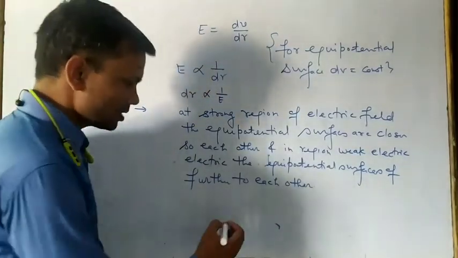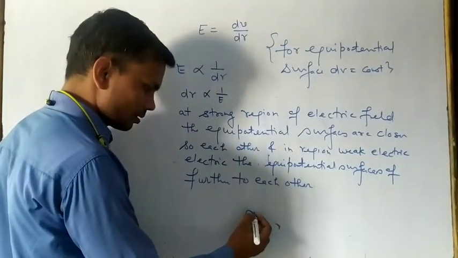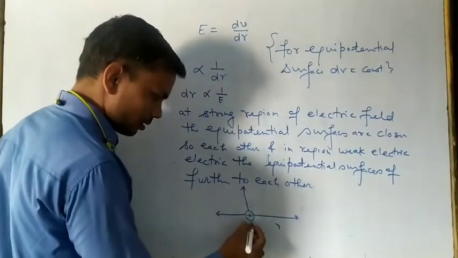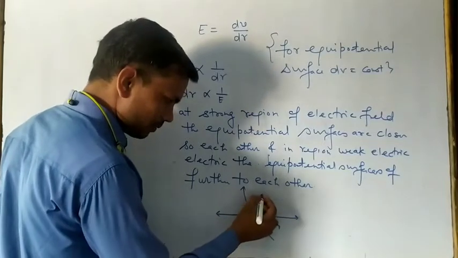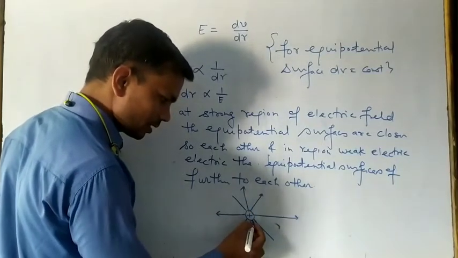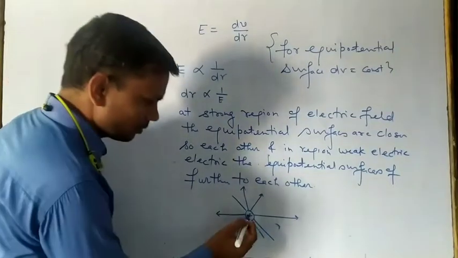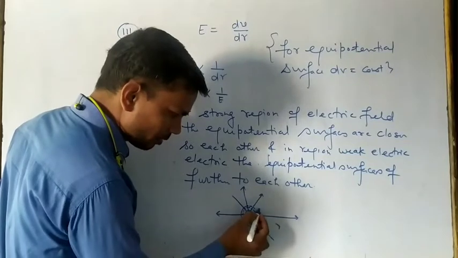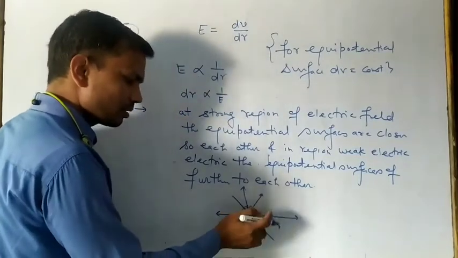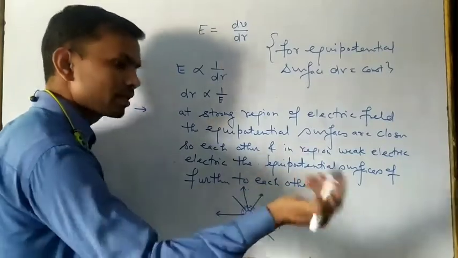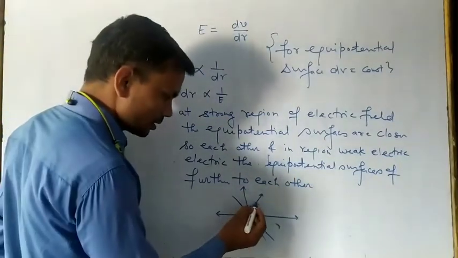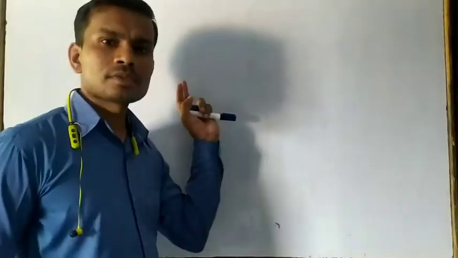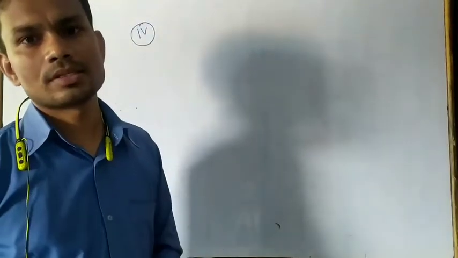Means what? Suppose we have a positive charge, and the direction of the electric field is radially outward, like that. Then you have to see where the electric field lines are closer to each other, there the strength of the electric field is greater. Therefore the equipotential surfaces are very close to each other. When we increase the distance, the value of the electric field decreases. Therefore the distance between equipotential surfaces also increases like that. You have to see this is the fourth property of equipotential surfaces.